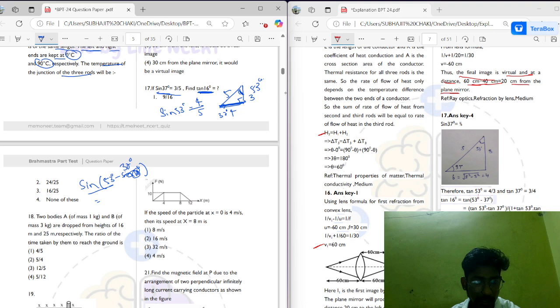Formula: B equals mu naught by 4 pi, I by the distance d, into sin theta 1 plus sin theta 2. This is our formula to calculate for an infinitely long wire. Here theta 1 is equal to 90 degrees, that is given. I already told you 45 means 90 degrees. Theta 2 equals minus 45, opposite direction. If you put the values in this equation, sin 90 means 1 and sin 45 means 0.707.